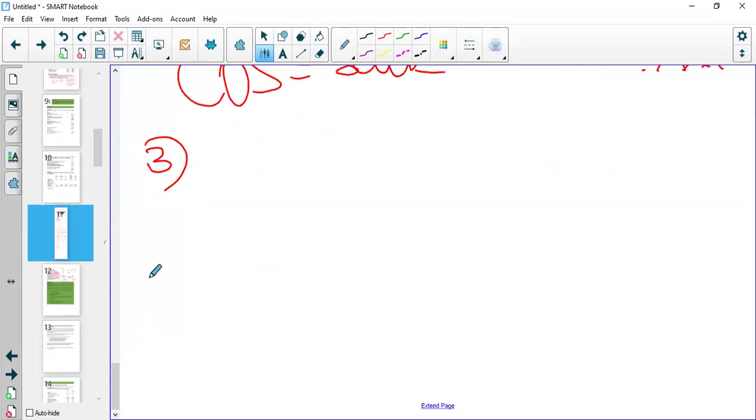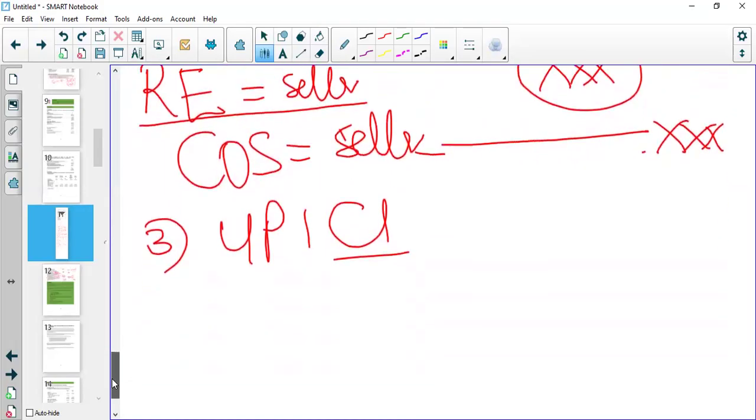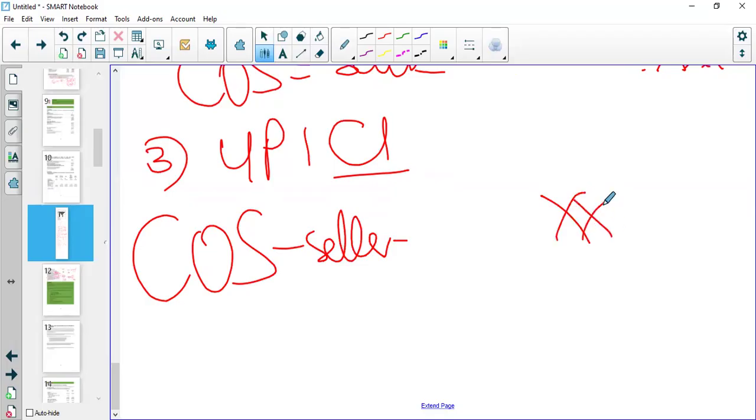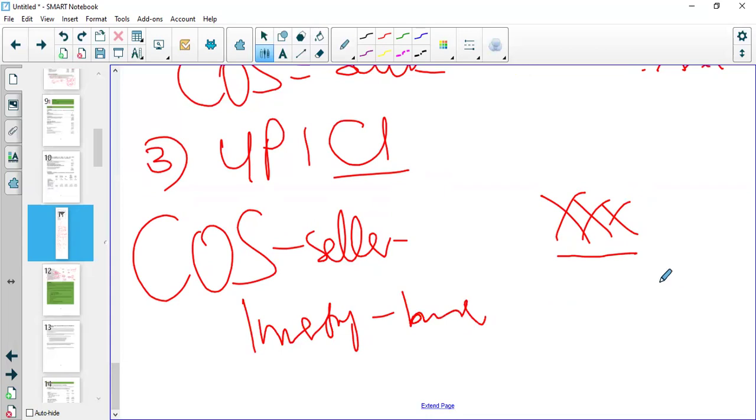Then unrealized profit in closing inventory. We deny the seller. So we're going to do the cost of sales of the seller. Right? To say, no, you haven't realized the profit yet, and the inventory of the buyer is inflated. Like that.